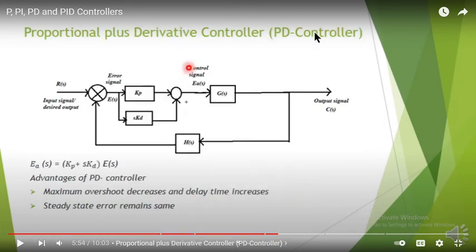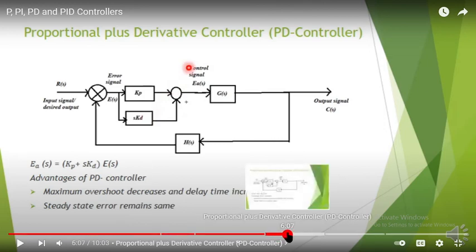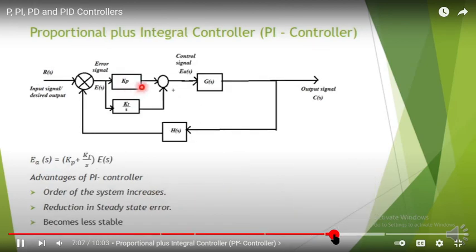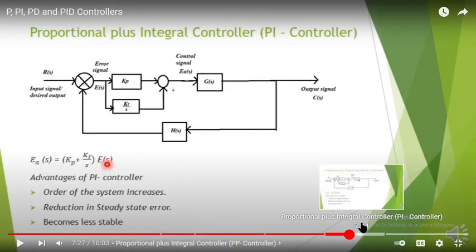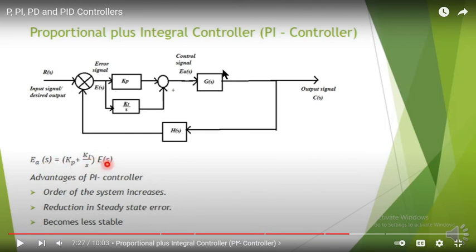It is proportional plus derivative control. Along with this proportional controller, the derivative controller is also connected in parallel, and then a combined signal is sent to the plant here. This is the block diagram for the proportional plus integral control, where along with the proportional controller, the integral controller is connected, and the combined signal is then sent to the plant.